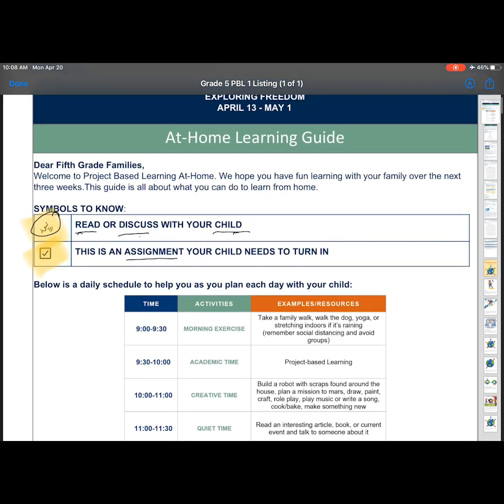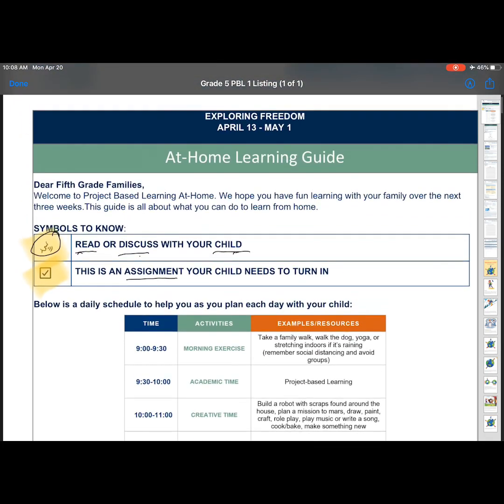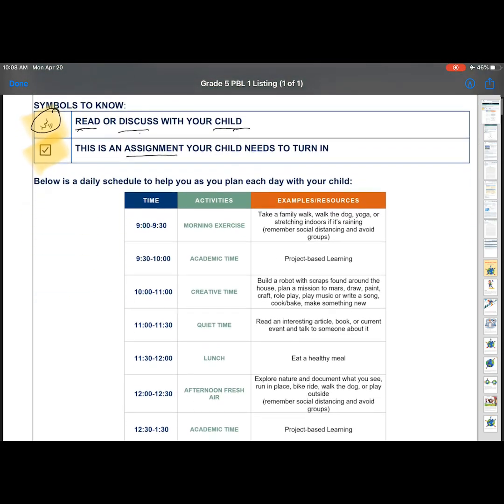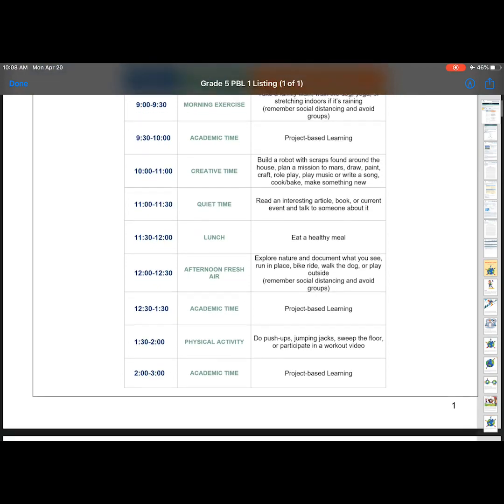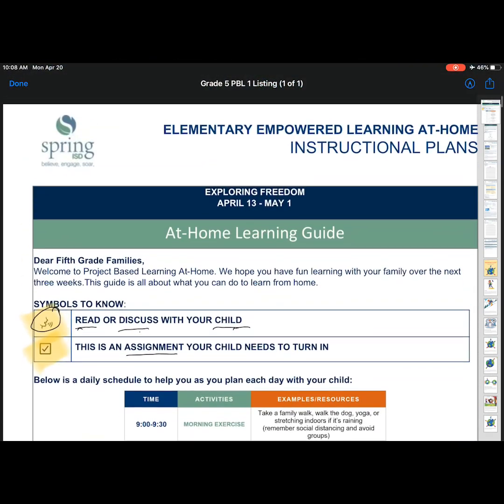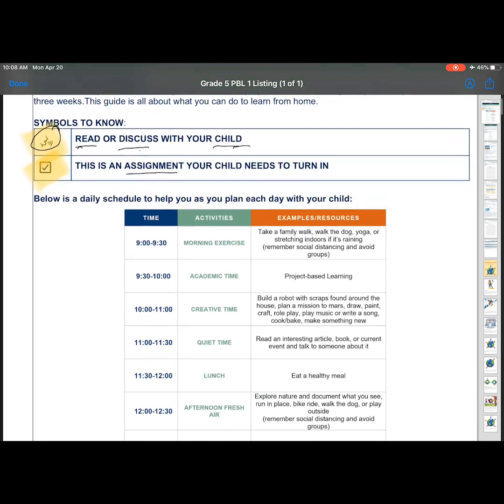Let's look at our PBL packet. Remember, you can find this on the Spring ISD website. You don't have to print it. You can just copy everything from the website onto a piece of paper. So let's just review what we were supposed to be doing.